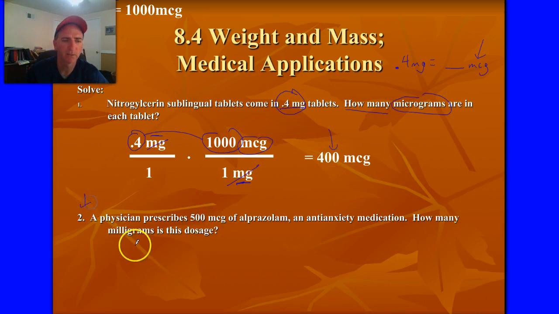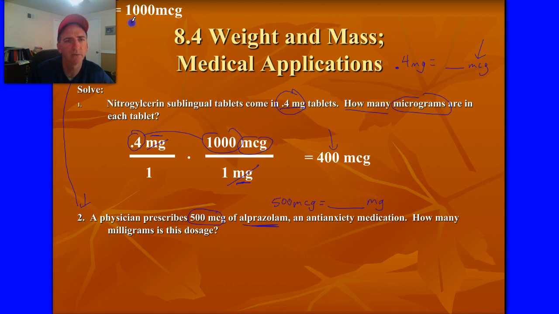Let's see if it works for number 2. A physician prescribes 500 micrograms of an anti-anxiety medication. I don't know, maybe you need it for your math class. I hope not, but I understand if you do. Hopefully not. How many milligrams would that be? So they're asking you to go 500 micrograms is equal to some milligrams, and you're going to use, again, just like the previous question, the conversion up here at the top.